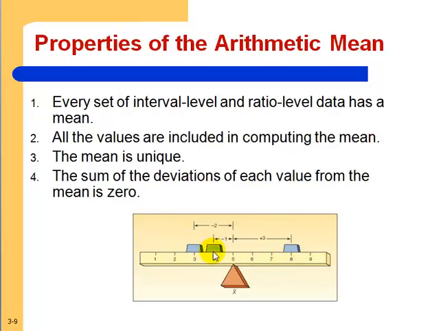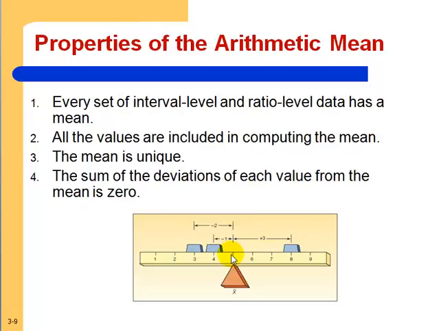Suppose 3 bars of equal weight were placed on the board at numbers 3, 4, and 8. Okay, 3, 4, and 8. So what is the mean for the values 3, 4, and 8? It is 5. How do we find that? It's 3 plus 4 plus 8, then divided by 3.